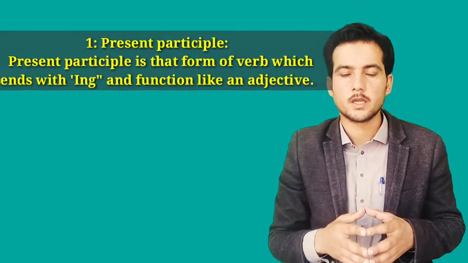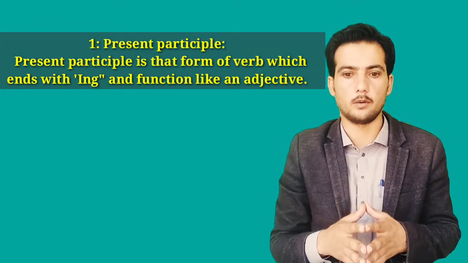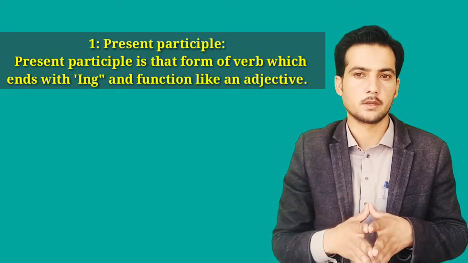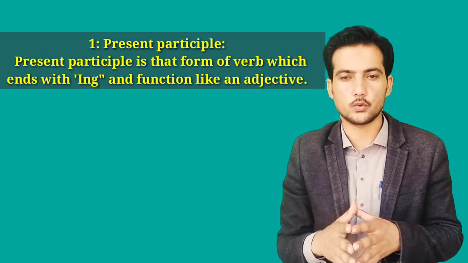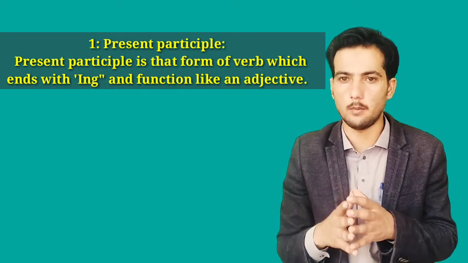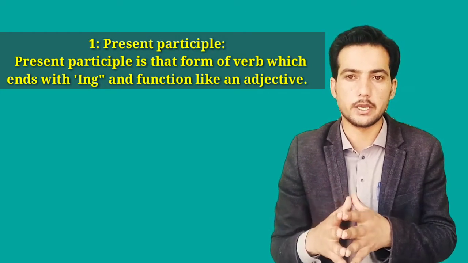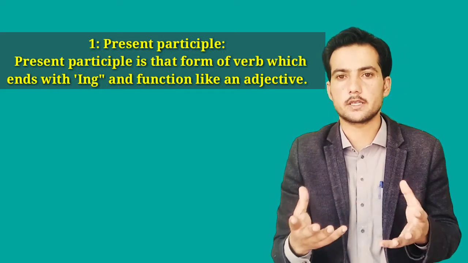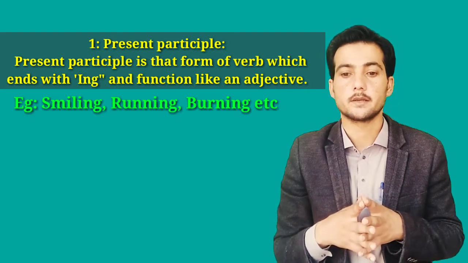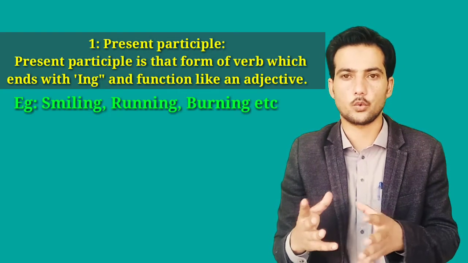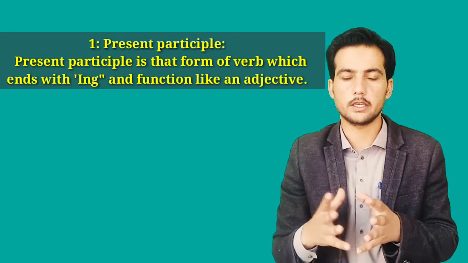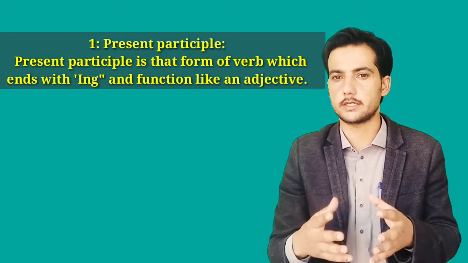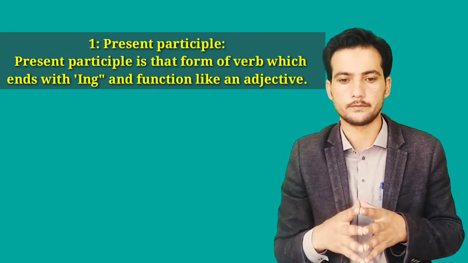Present participle. Present participle is that form of verb which ends with ing and functions like an adjective. With the help of this definition, we came to know that present participle is that form of verb which ends with ing and functions like an adjective in a sentence. For example, smiling, running, burning. These are verbs which end with ing. So that is why it can be used like a verb and an adjective in a sentence. So let's use it in a sentence like an adjective.